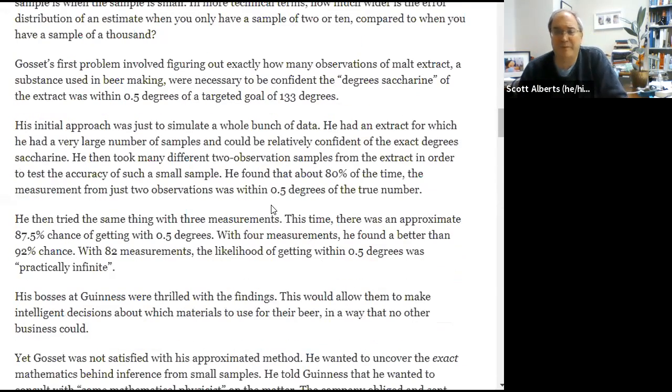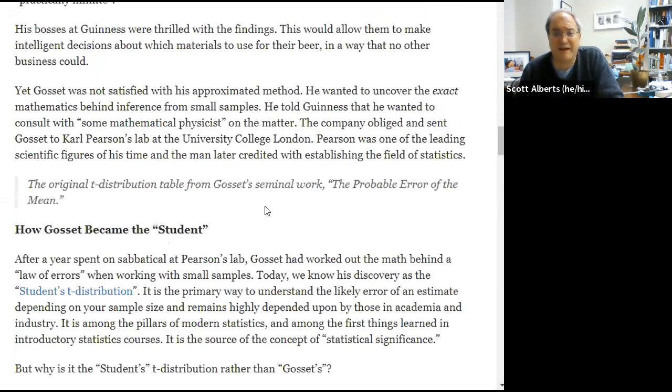And I'm zipping through this webpage, so I have linked to it in the description so you can read it a little bit more slowly. But what he was able to do was to find that this hops difference really was important, because he could take a whole bunch of very small samples and do a whole bunch of comparisons very quickly as a result. So he wanted to work out the mathematics of it, and they let him go talk to Carl Pearson. Carl Pearson was one of the founders of modern statistics.